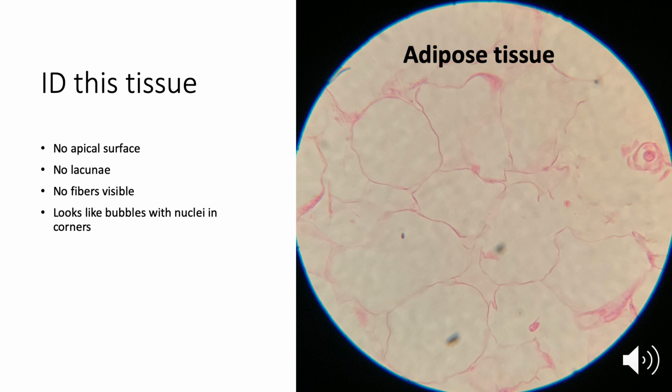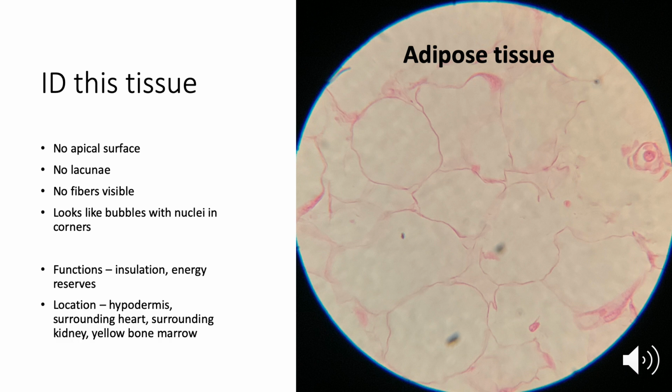If this were simple squamous, it also kind of looks like bubbles, but the lining of those bubbles are all cells. It's all my squamous cells. We don't see that here. This is adipose tissue. Adipose tissue is basically fat, so it's going to provide insulation and energy reserves. It is found in the hypodermis layer of your integument. It surrounds the heart, it surrounds your kidneys, and it makes up your yellow bone marrow.